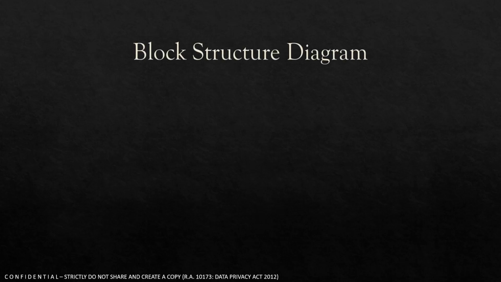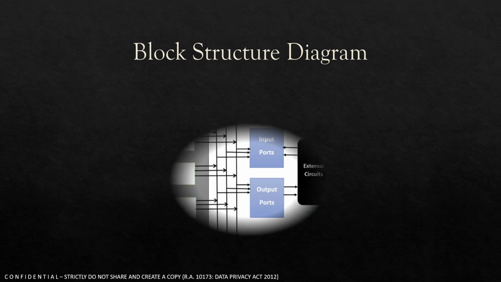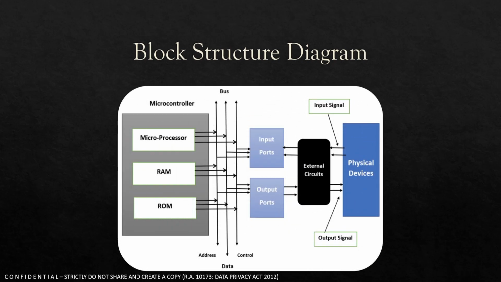Next, let's proceed to the block structure diagram. So this is the block structure diagram of the embedded system. The embedded system is composed of the microcontroller, wherein it has a microprocessor, memories, and also the bus, the address, the data control, and it also has the input ports, output ports, and also the external circuits. And we can also see the input signal and output signal going in and out, going to physical devices.